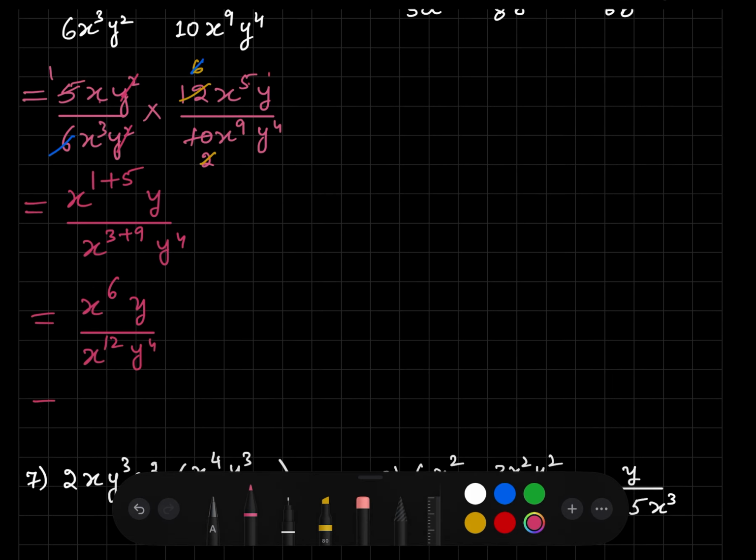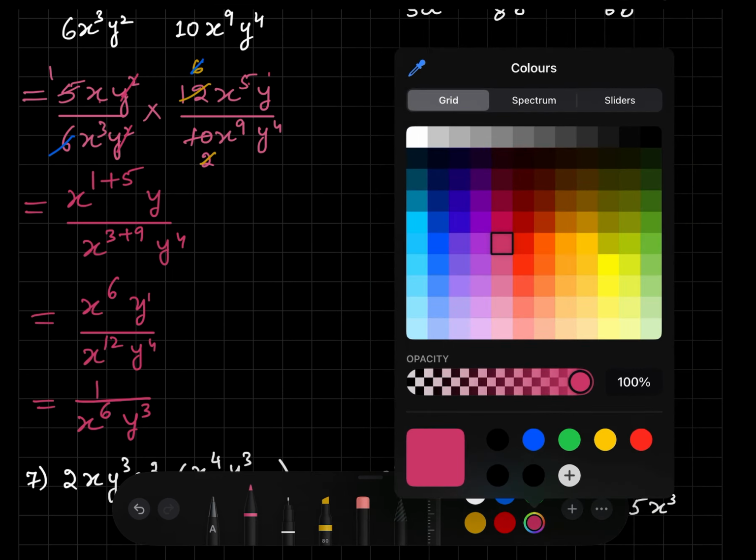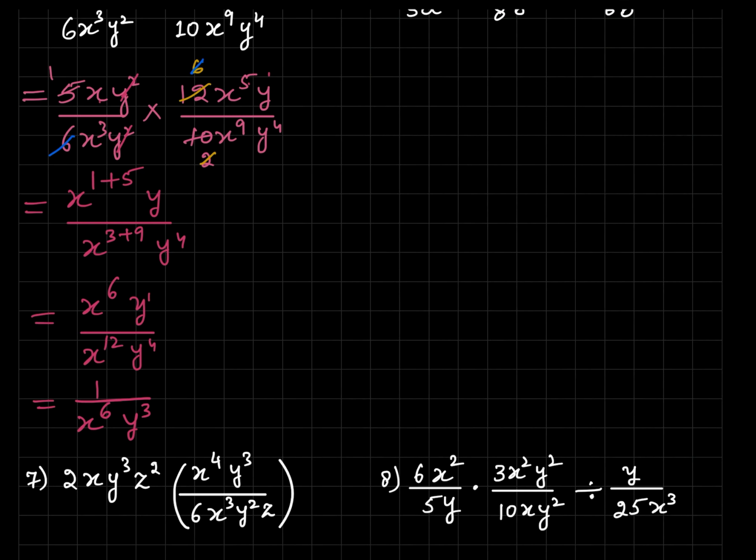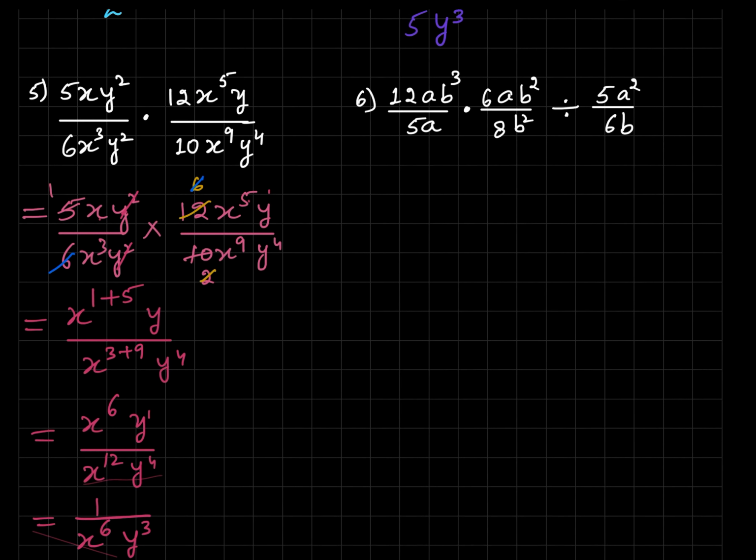So yes, what we can say now is that the power in the denominator is greater, so both will be taken down. So I can say x raised to 12 minus 6, which is 6 here, and y raised to 4 minus 1, which is 3 here. So this way we can solve this problem. Now coming to the next question.